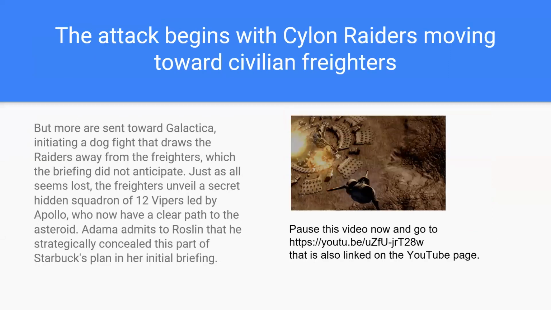The attack begins with Cylon Raiders moving toward civilian freighters, but more are sent toward Galactica, initiating a dogfight that draws the Cylon Raiders away from the freighters. The briefing with President Roslin did not anticipate this action. And just as everything seems lost, the freighters reveal a secret squadron of 12 Vipers led by Apollo, who now has a clear path to the asteroid. Commander Adama admits to Roslin at this point that he strategically concealed this part of Starbuck's plan from the president's initial briefing.